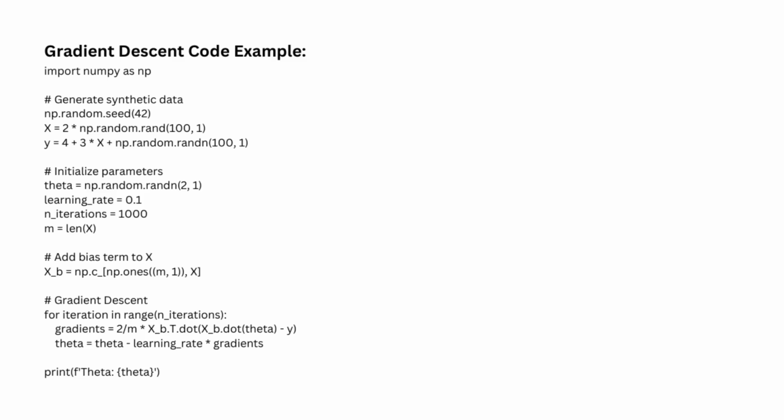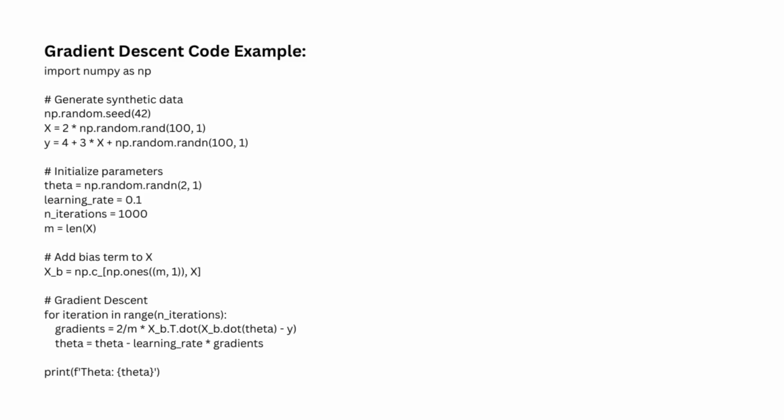1. Data generation. We generate synthetic linear data with some noise. 2. Parameter initialization. We initialize the model parameters, theta, randomly. 3. Bias term addition. We add a bias term, a column of ones, to the input data, X. 4. Gradient descent loop. We iterate 1000 times, computing the gradient of the loss function and updating the parameters accordingly.